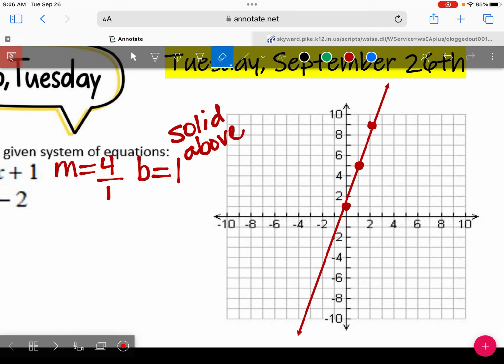And then you're going to shade above. So that would be all of this area. So pick up your color pencil or crayon and shade this entire area above. And you don't have to shade it super dark. It can be a light-handed shade.